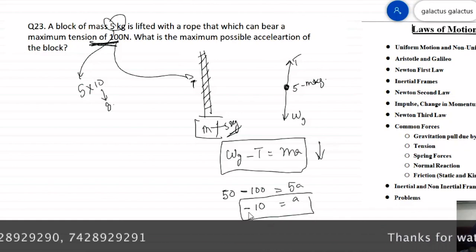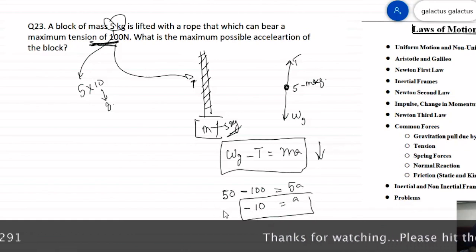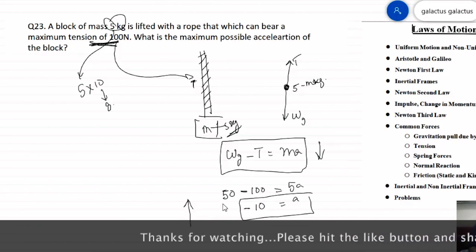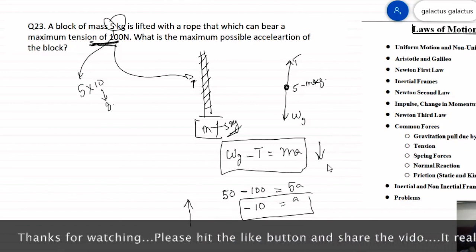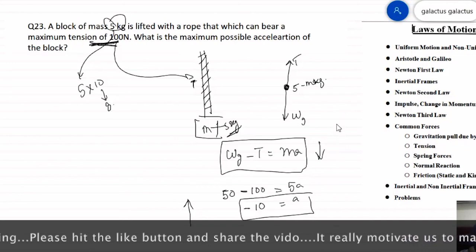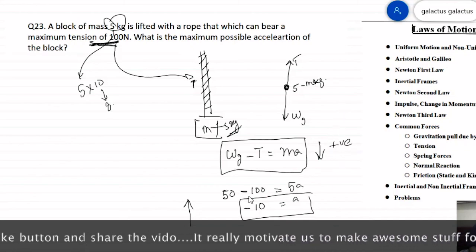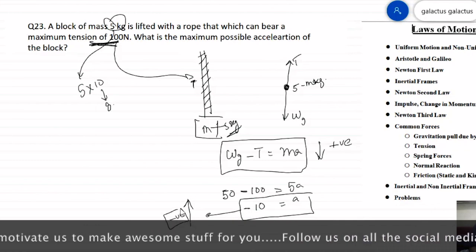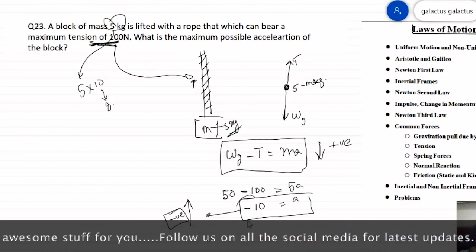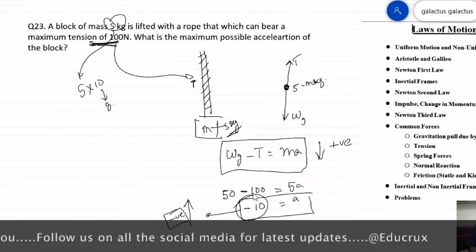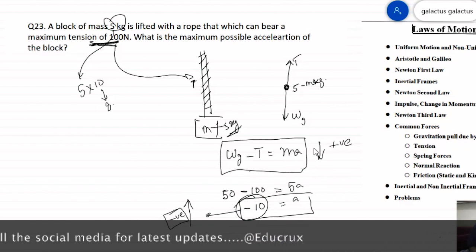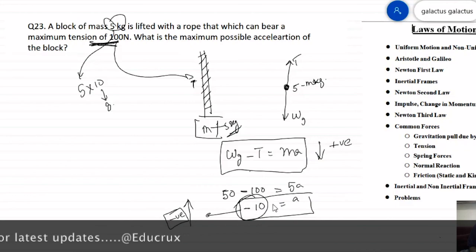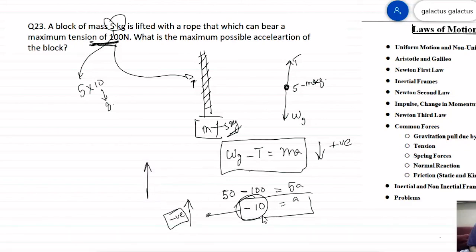The negative sign represents that the block is moving in the upward direction, because initially we assumed that the positive direction of the acceleration was downward. So the negative direction is upward. We initially took the block to be moving downward, but after solving we see that the acceleration is negative, so that means the block is moving upward. So this is our acceleration of the block.